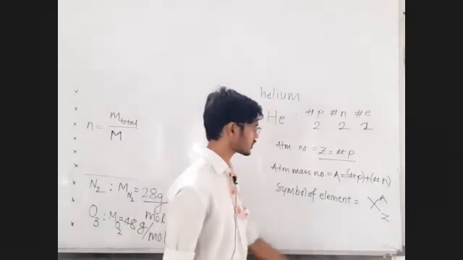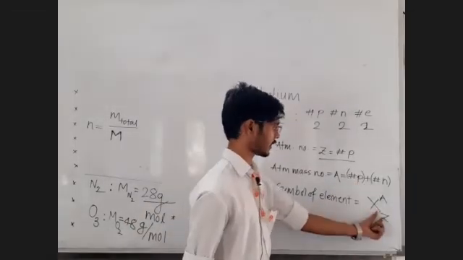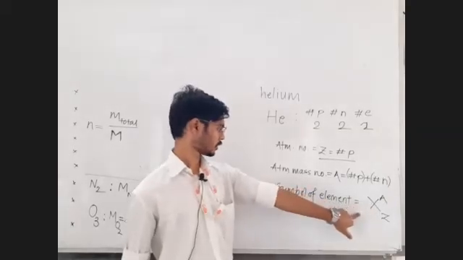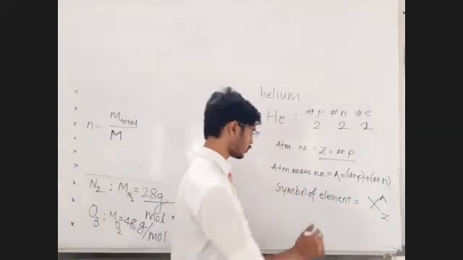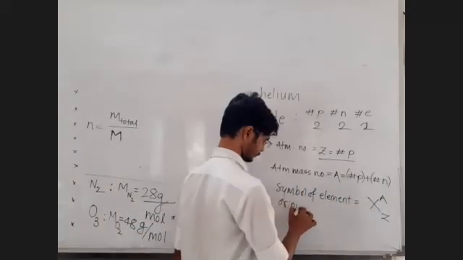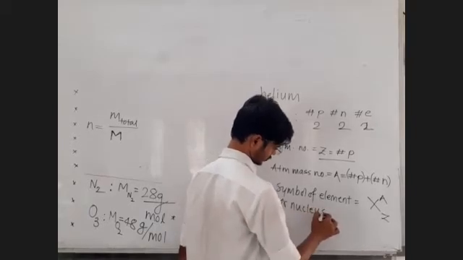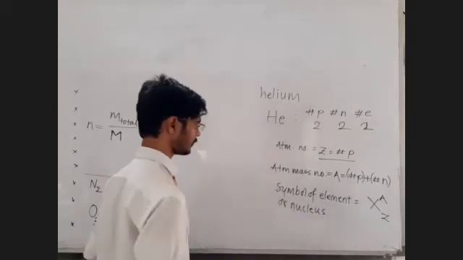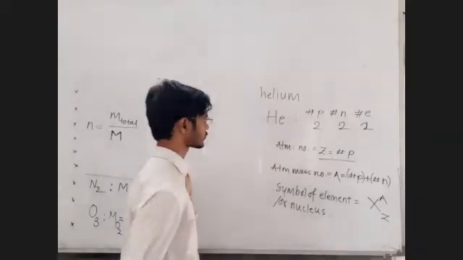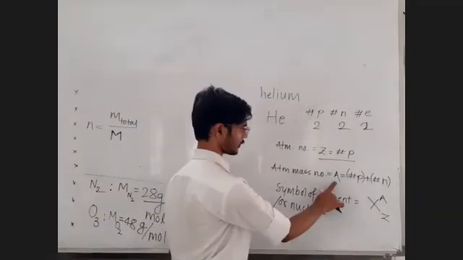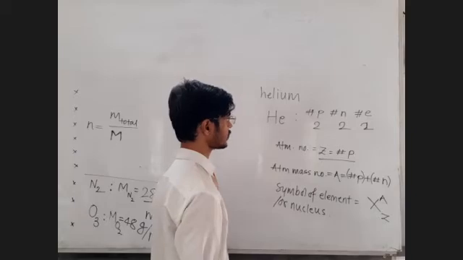Charge number will be given by the protons. Here we are writing the symbol of element or nucleus. Fine. Now for helium, what is the value of A? That is the atomic mass number.